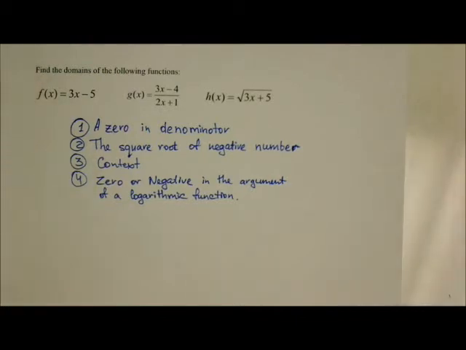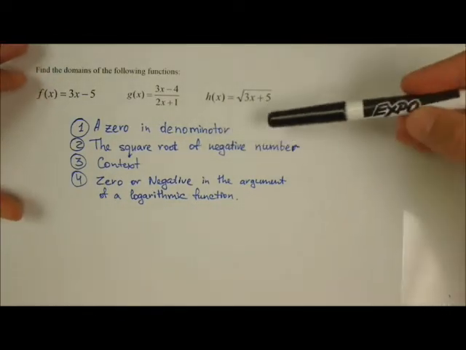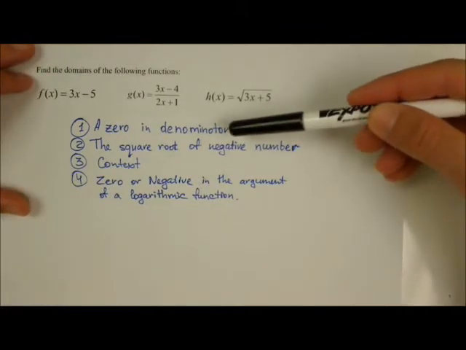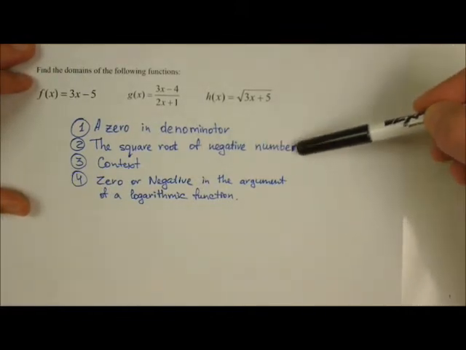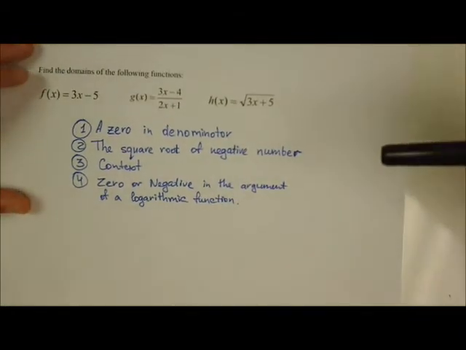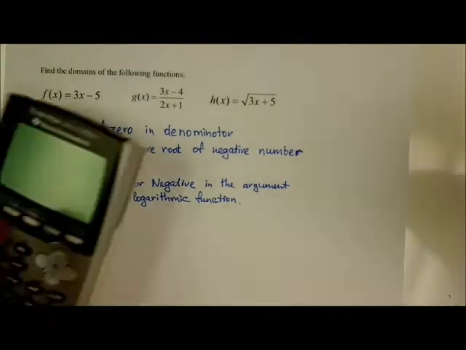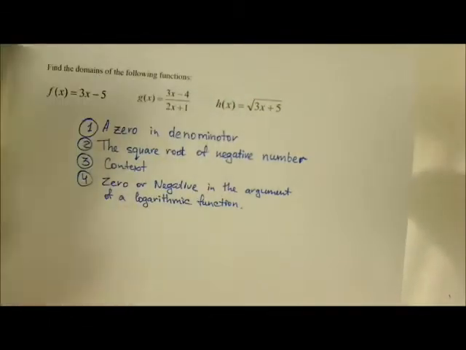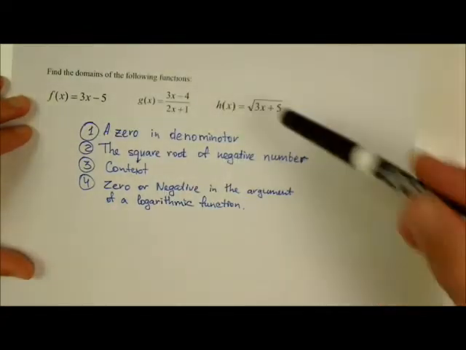In this exercise we have to find domains of the following functions: 1, 2, 3, 4. Sorry, 3. And to do this we have two ways. Algebraic way. In this case we have to remember that we have 4 exemptions: denominator, square root of negative number, context of the problem, and logarithmic function. And graphical way, just using a graphing calculator. Let's take a look at our examples.